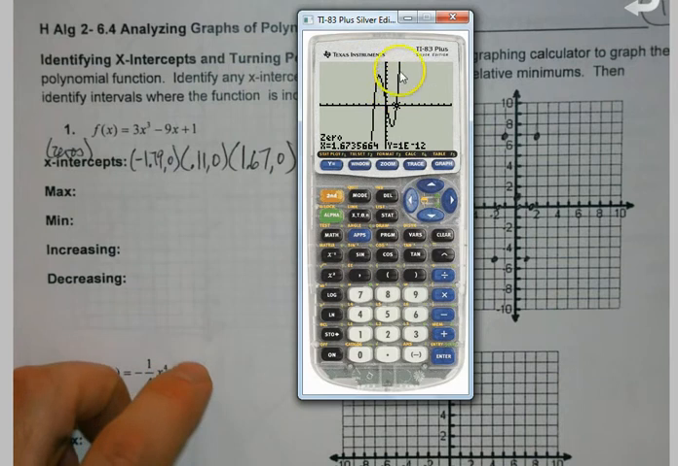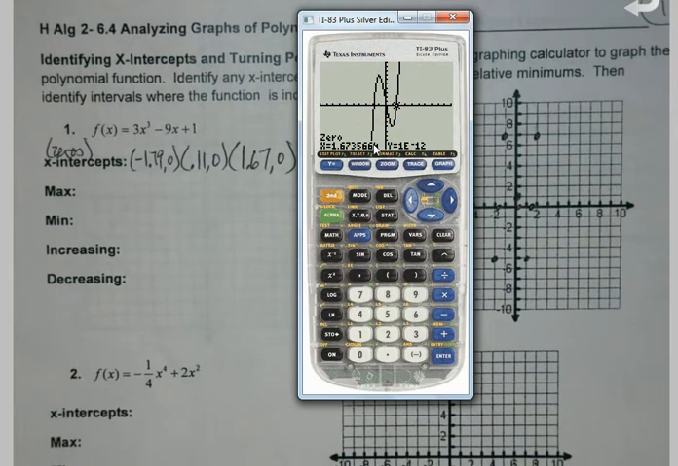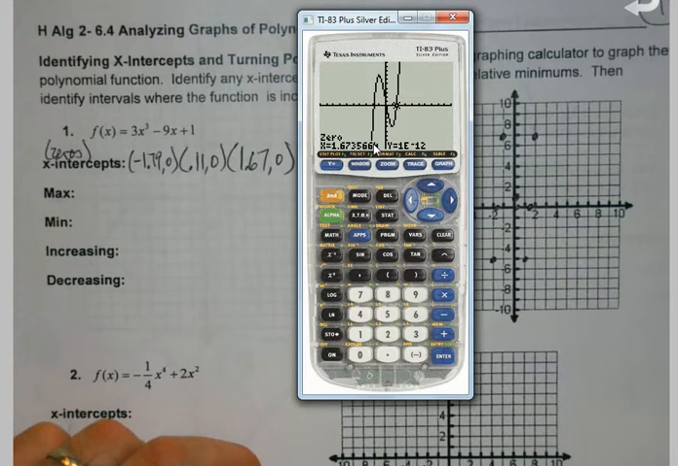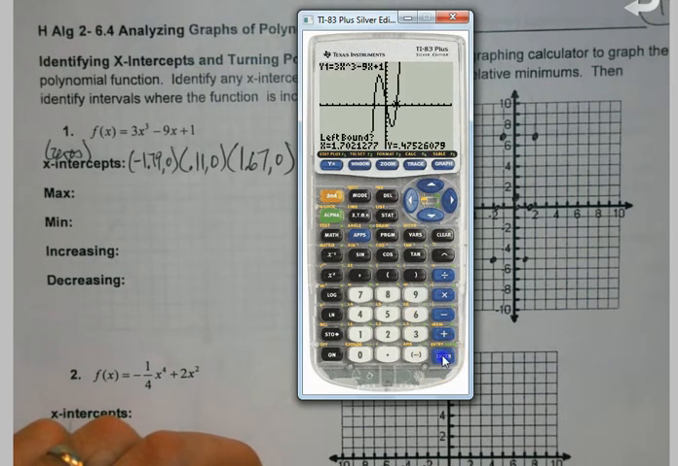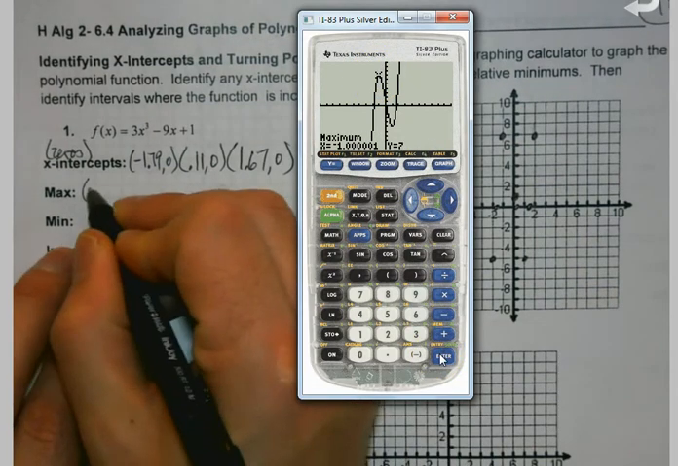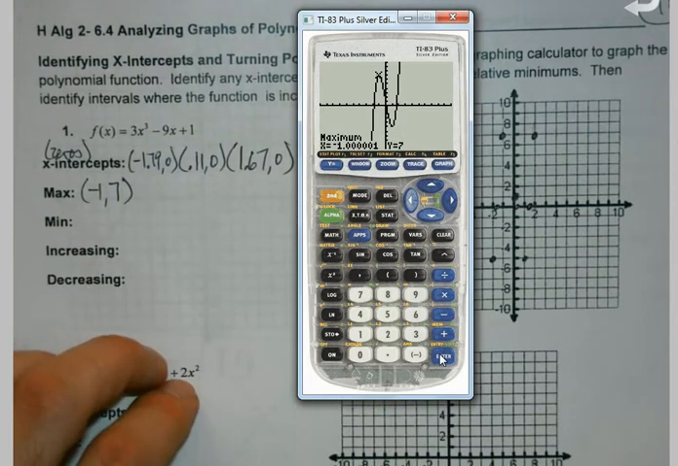Now I still need my local max and min. We know, since we're seeing these going forever up and down, we're going to see a lot of infinity when it comes to our increasing and decreasing. But we still can find our local max and our local min. So let's see, max is first. Back to our calculate, we're going to find the maximum. We'll get our cursor over here, somewhere to the left. We'll hit enter, then back over to the right somewhere, as long as I trap that point in. So basically it looks like we're at negative 1.7 for our max.